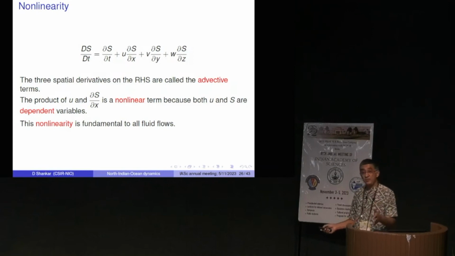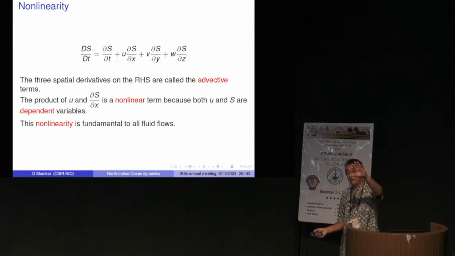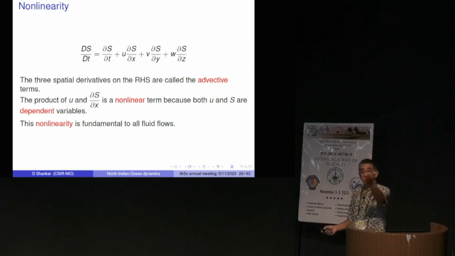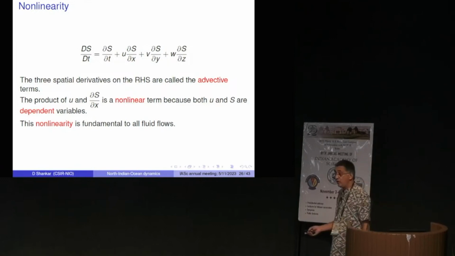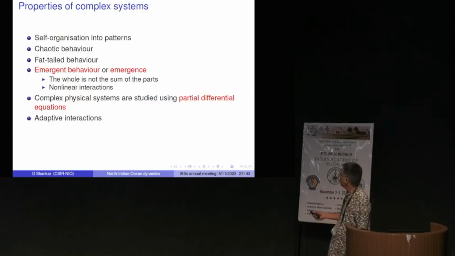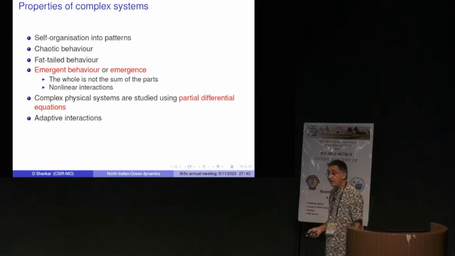So you can change the temperature either locally by, say, fluxes, or whatever, and you can change the temperature simply by advecting a parcel. This is nonlinearity, and it's fundamental to all fluid flows. Nonlinearity also happens to be an essential property of what are called complex systems. With complex systems, you get self-organization into patterns.